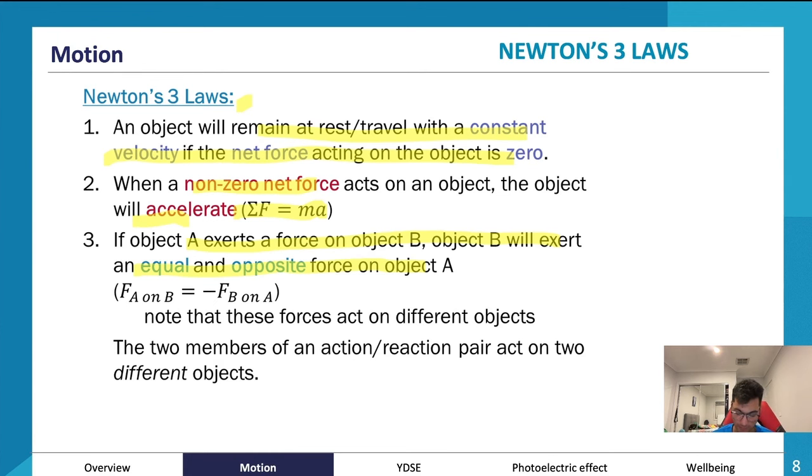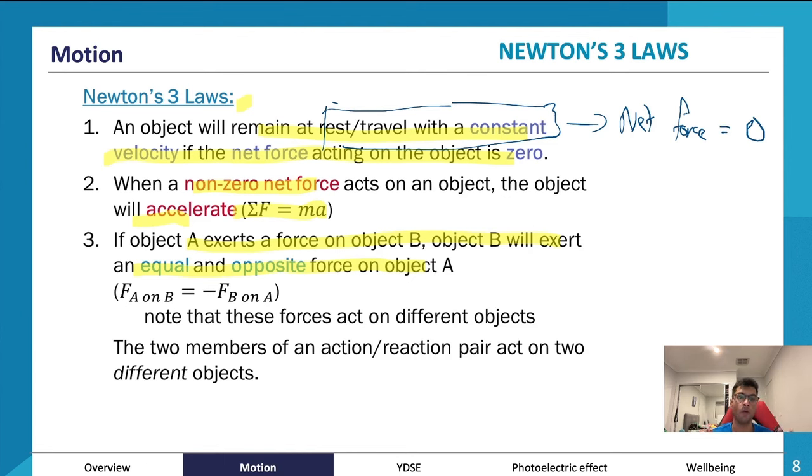If something is at rest or is traveling at a constant velocity, this means the net force is equal to 0. So just keep in mind, if it's at rest or at a constant velocity, it doesn't matter how fast an object's traveling, as long as the speed is constant, the net force acting on the object will be 0. And the third law, equal and opposite forces.